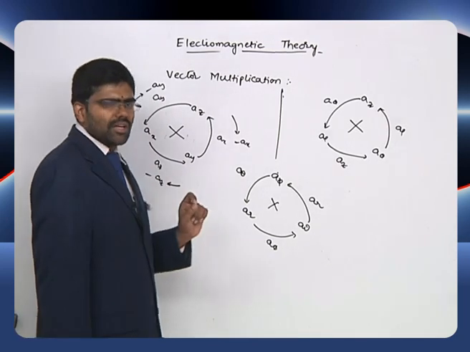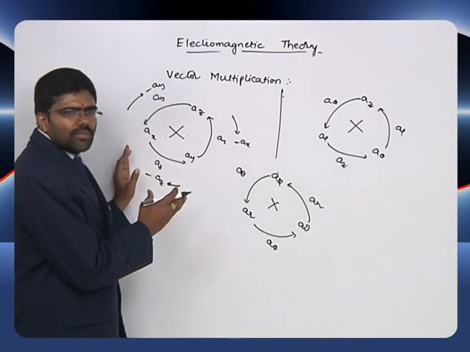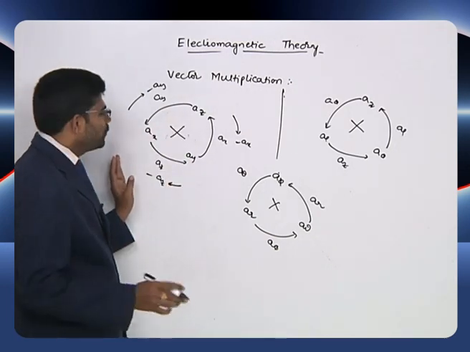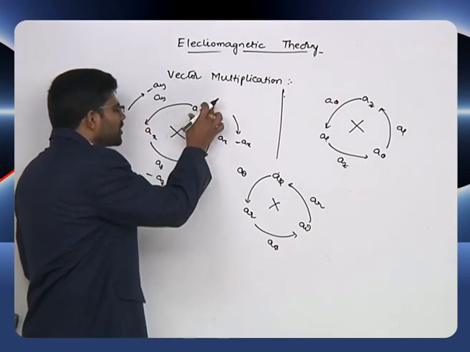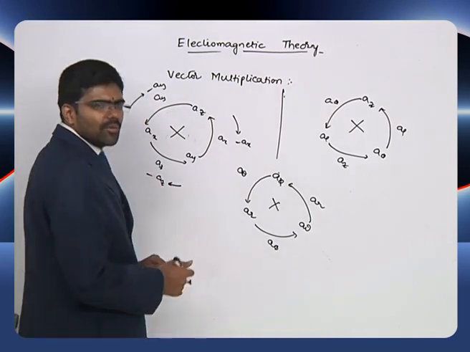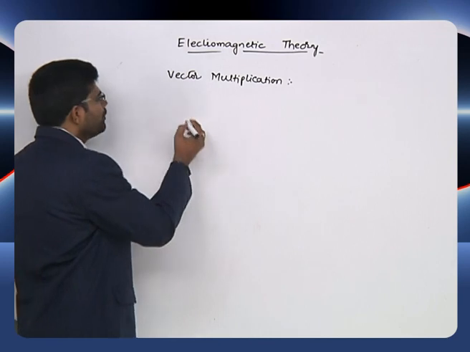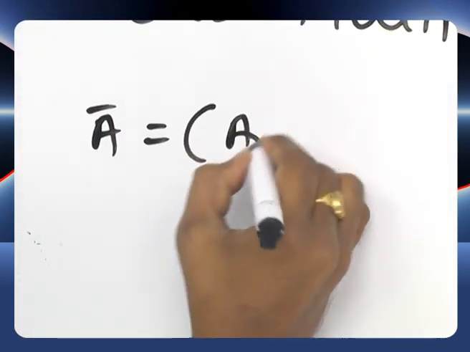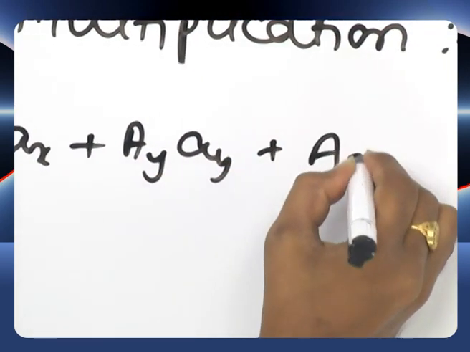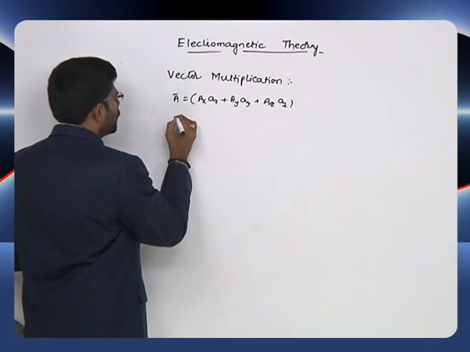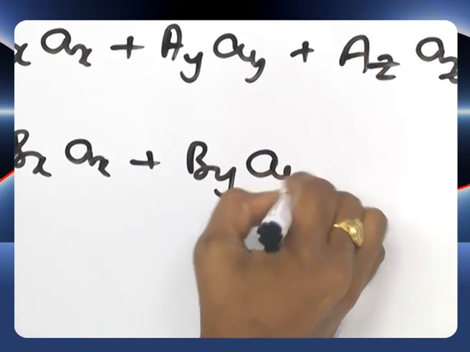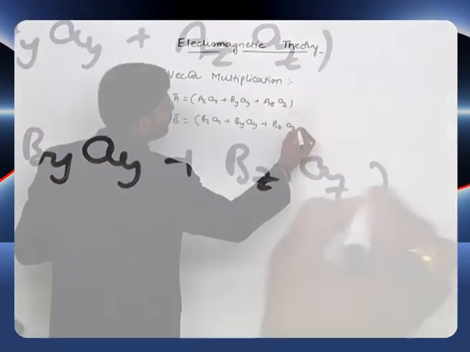So clearly observe here, whenever we consider the cross product between the unit vectors, only a cross combination is possible. There is no combination for the same vector: a_x cross a_x, a_y cross a_y, a_z cross a_z is not at all possible. Now with this we will go for the vector multiplication in point form. Let us consider two vectors, a bar as a_x plus a_y plus a_z components and another vector b bar as b_x plus b_y plus b_z components.